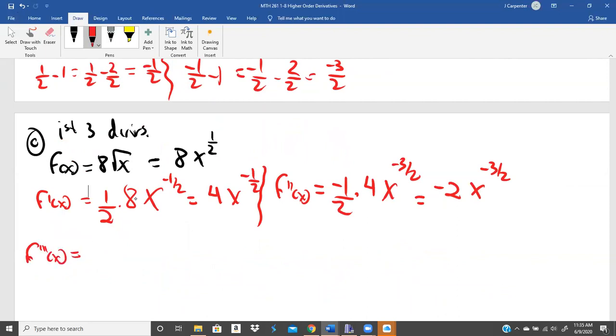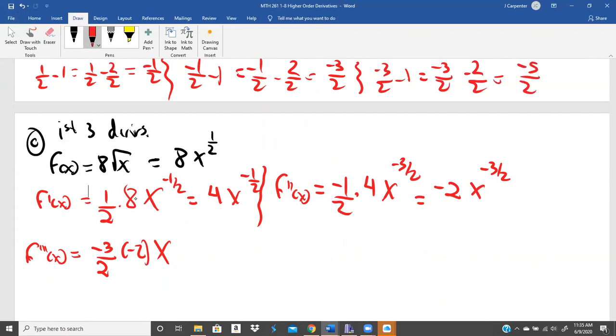The -1/2 times the 4 obviously being a -2. So -2 times x to the -3/2. The third derivative, bring the -3/2 out in front, leave the -2 there. Then its exponent needs to drop by 1. Going back up here, -3/2 minus 1 is -3/2 minus 2 over 2, which is -5/2. So you could probably guess that the next one would be -7/2, then -9/2, then -11/2 if you're good with patterns. The 2's will cancel, the negatives will cancel, so this is just -3 times x to the -5/2.